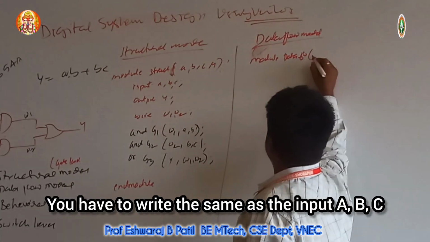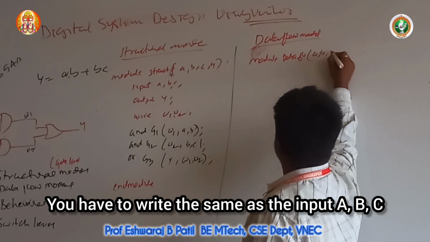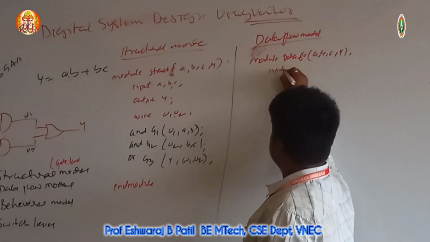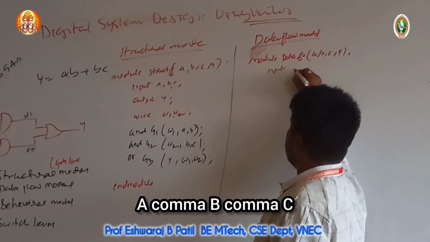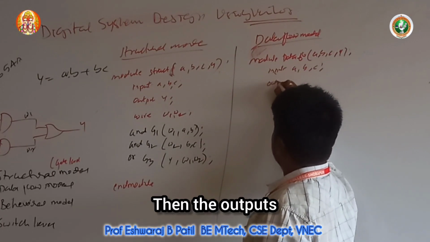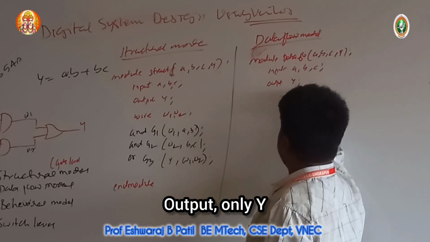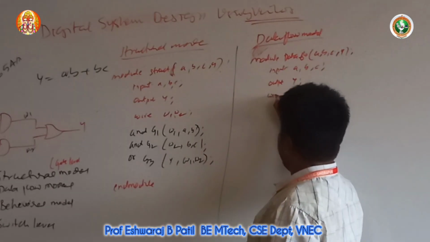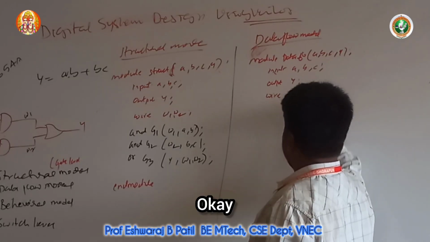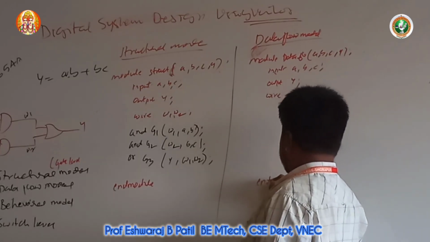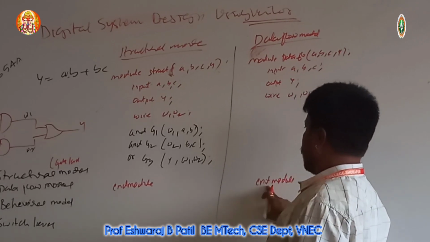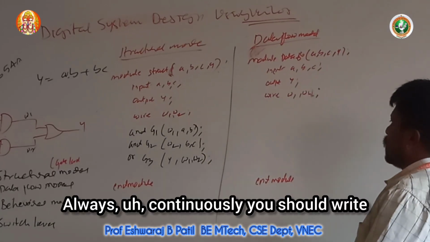You have to write the same as the input A, B, C, and the output Y, with a semicolon. Write the inputs A comma B comma C. Then how many outputs? Only Y. How many wires? W1, W2. And then end module. There should not be any space here. Endmodule, you should always write it continuously.